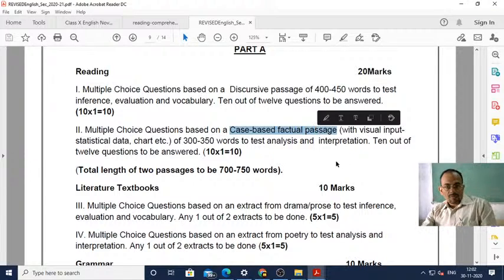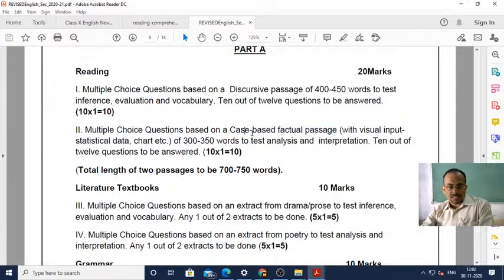Now let me explain the meaning of case based factual passage. Case based means research based or survey based factual basis. Case study means a survey is done on a particular topic or on a particular matter.